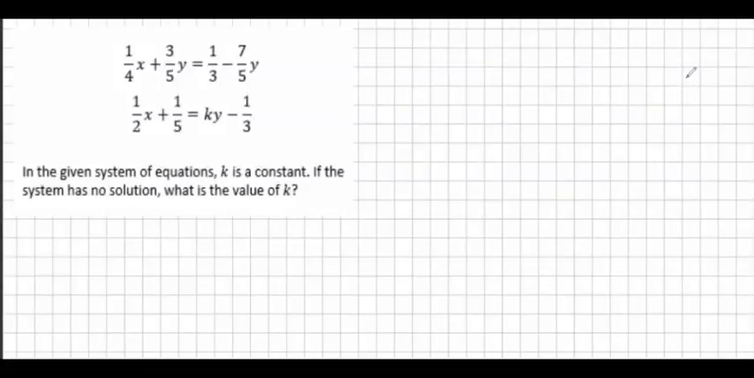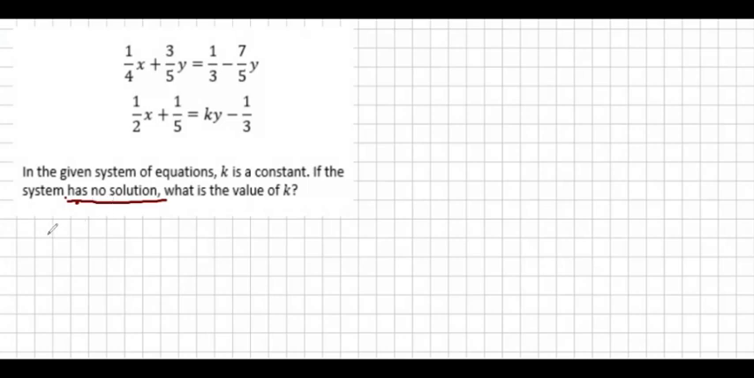This question gives you a system of linear equations, and it says that the system has no solution. What does this mean? You have to follow the instructions here.